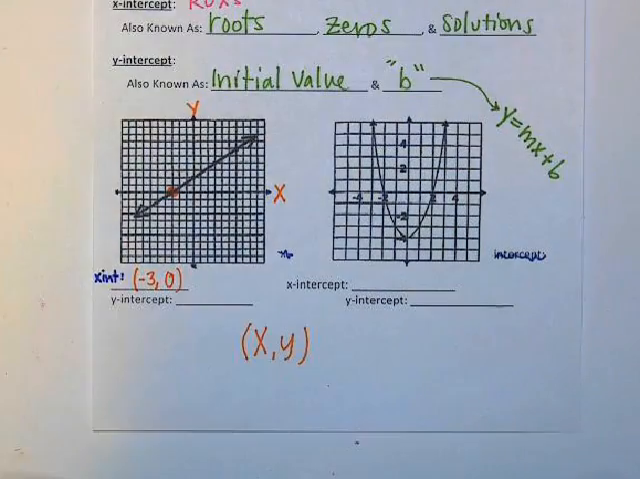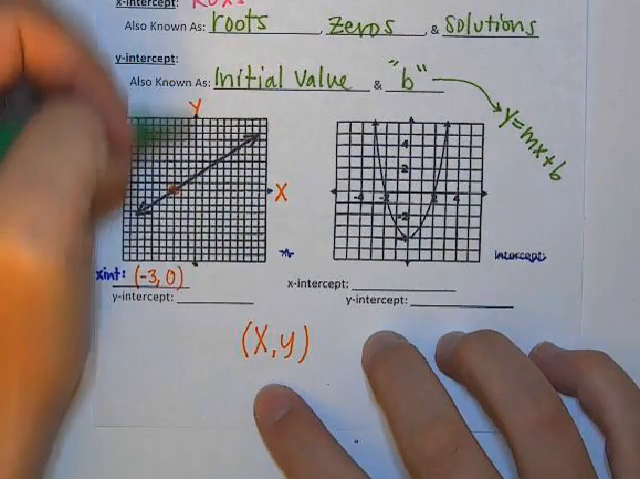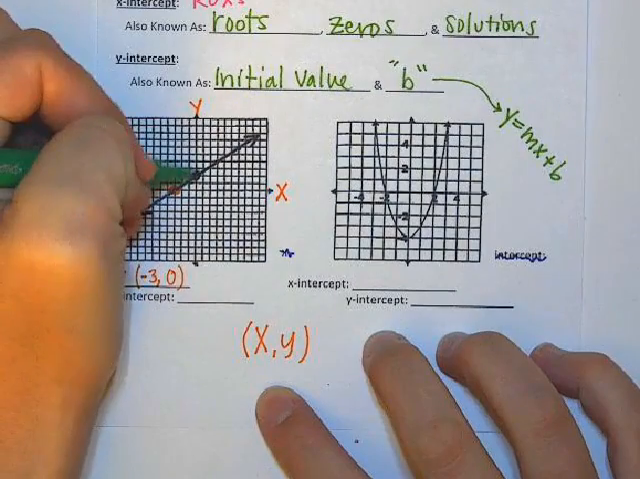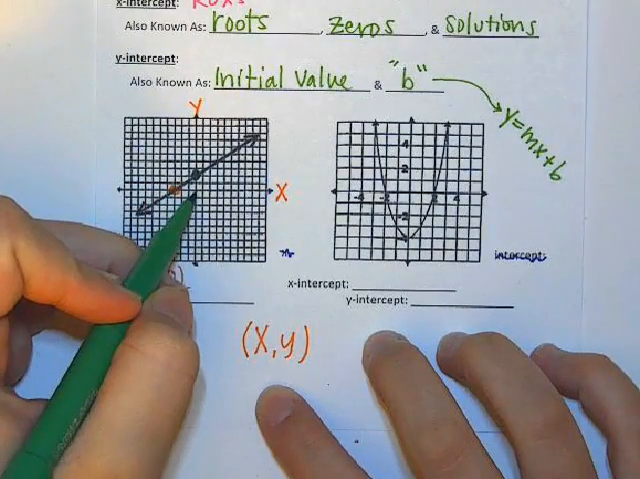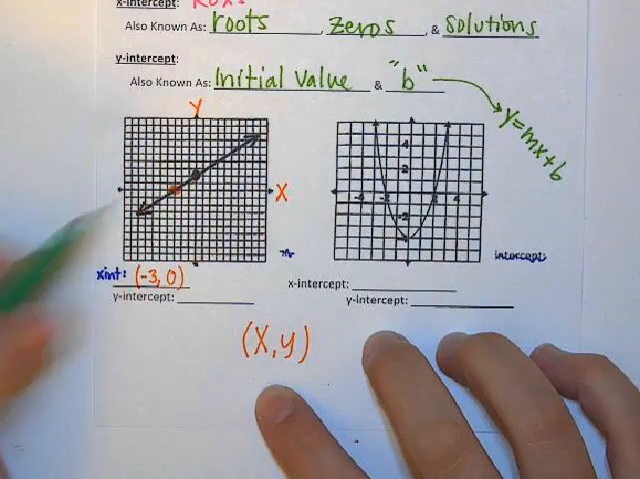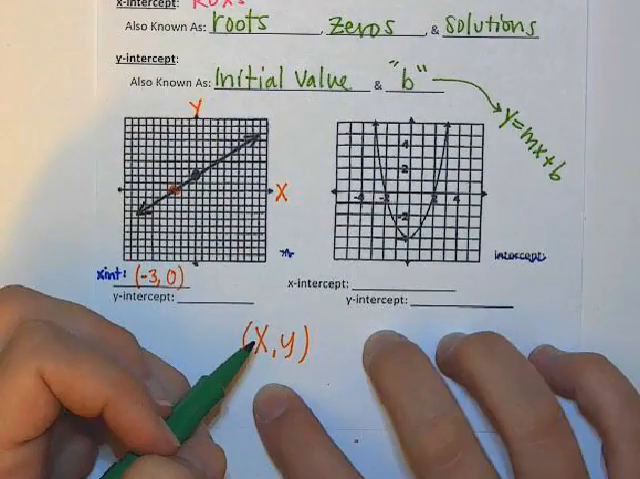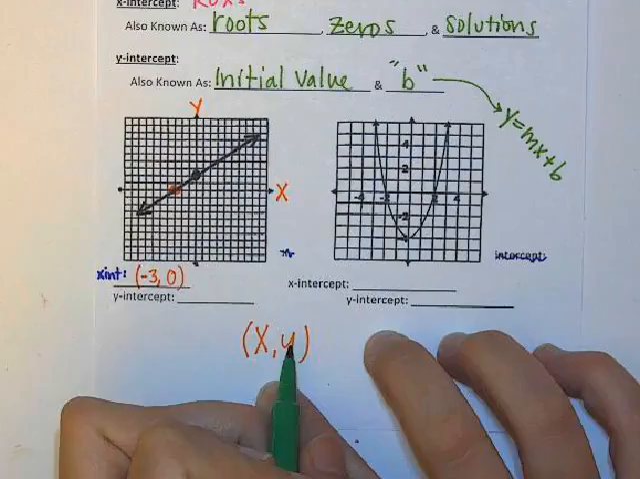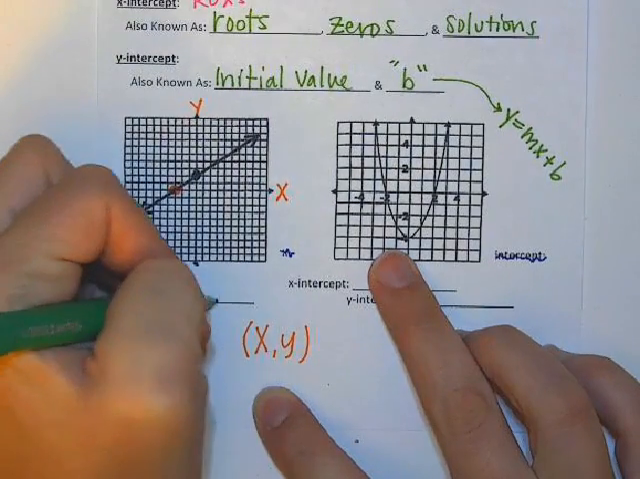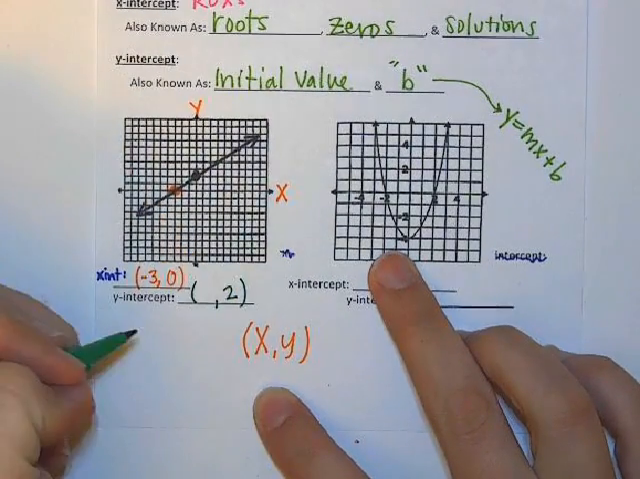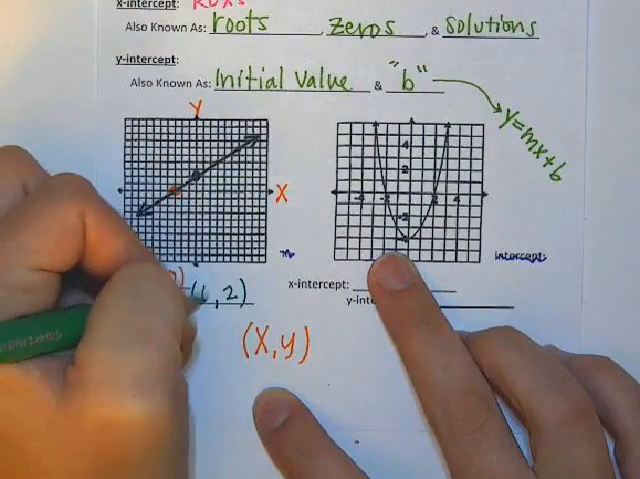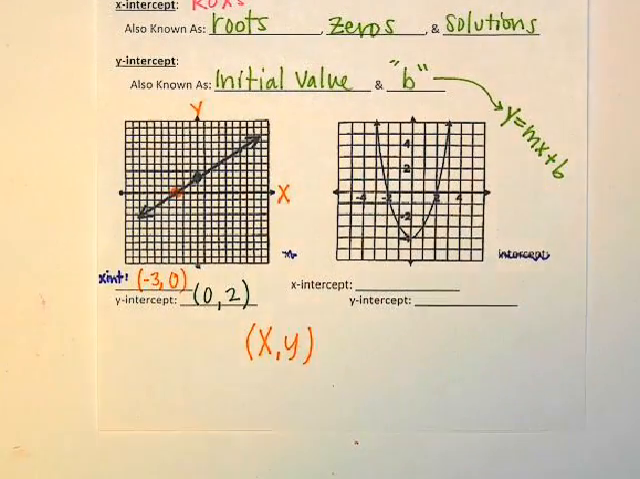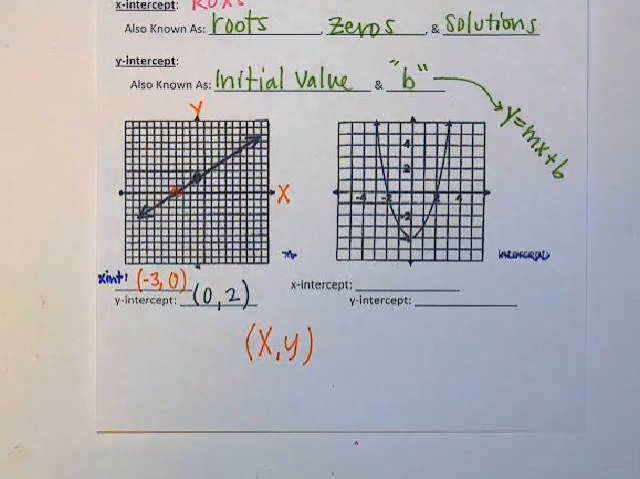Now we're going to look at our y-intercept. So where does it cross the y-axis? Here. And this is positive 2. Now, I'm talking about the y-intercept, so my number is going to go in the y spot. And what goes in the x spot? 0. Does everybody see that? Okay.